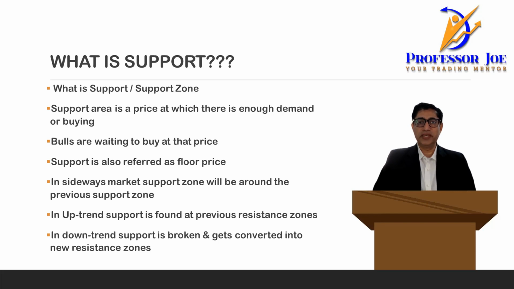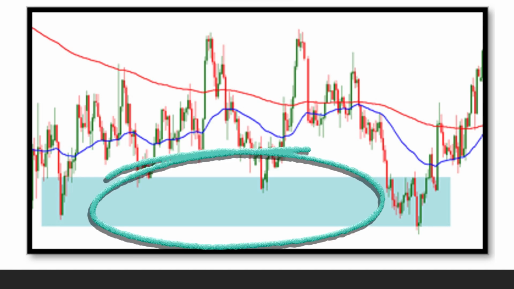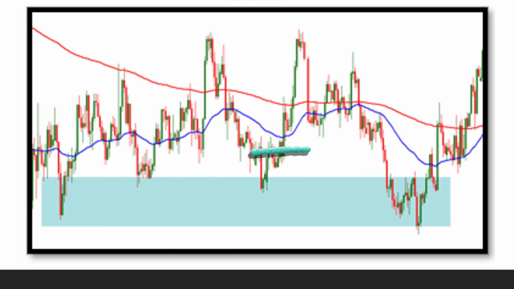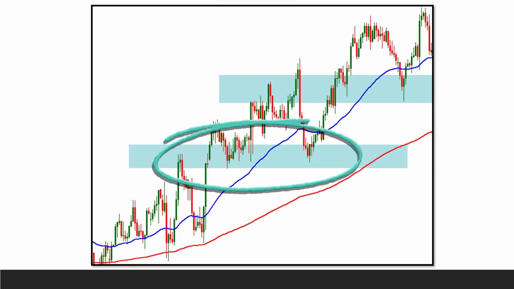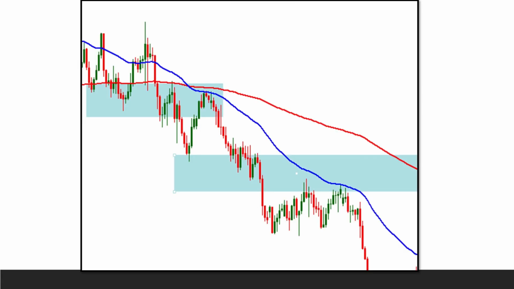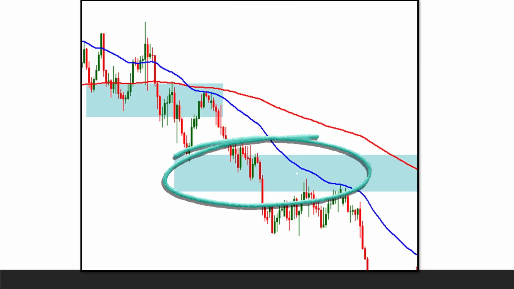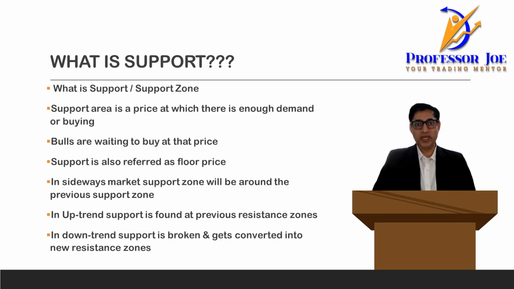But if you ask me, out of my experience, what I have seen in the market, a support zone should always be like this, like you can see on the chart. In an uptrend, it looks something like this. And in a downtrend, it looks something like this. It means you should cover enough area when you are drawing a support and resistance zone.